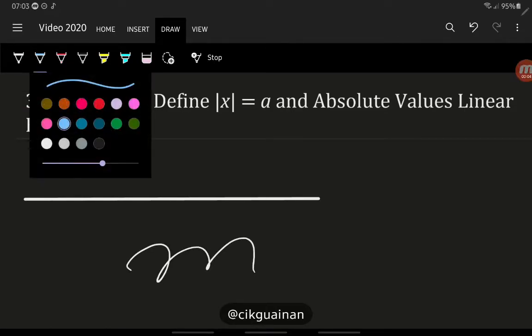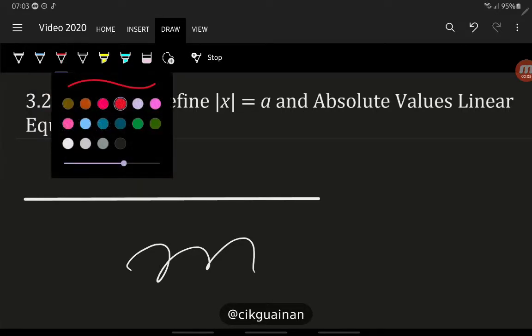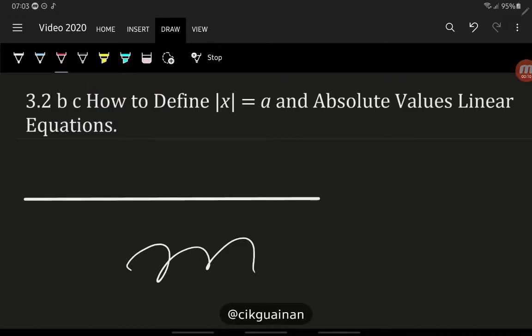In this video, I would like to share with you how to define modulus x equals a certain number a, and further, how to solve absolute value linear equations. So how are we going to define this?